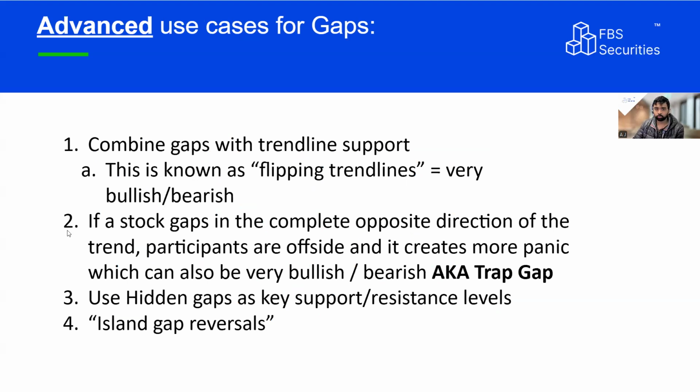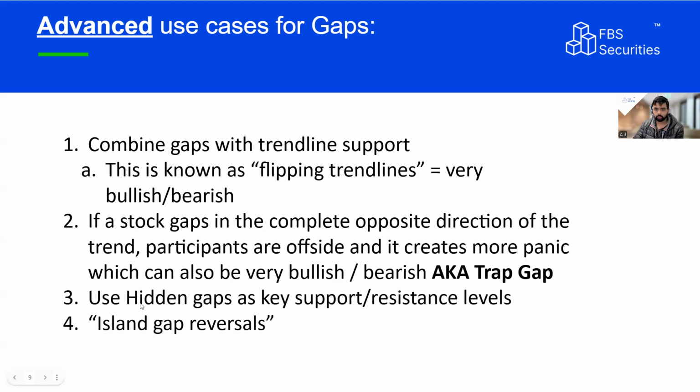Another use case is if a stock gaps in the complete opposite direction of the trend, the participants are usually very offside and it creates more panic, which can also be a very bullish or bearish thing as well. We usually call this a trap gap.